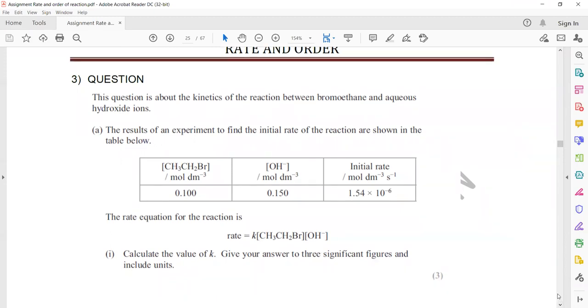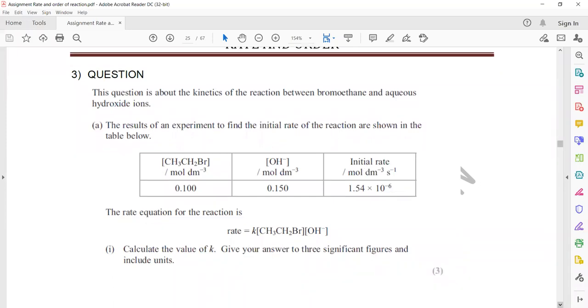Another question, this question is about the kinetics of the reaction between bromobutane and aqueous hydroxide ions. The results of an experiment to find the initial rate are shown. So we use 0.1 mole per dm cube of bromoethane, and we use hydroxide ion of 0.15. The rate was 1.54 into 10 to the power minus 6. So we have to calculate the value of K and include the units.